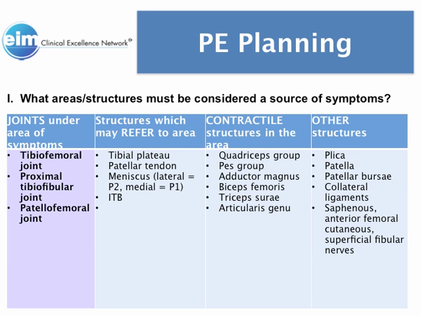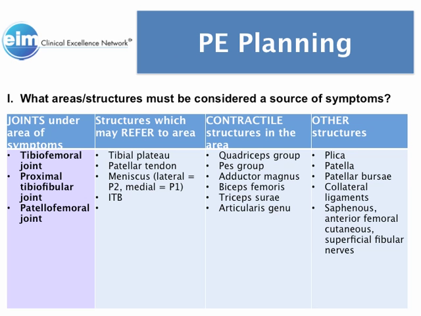As far as planning for the physical examination, these are the possible structures involved. Joints under the area of symptoms include the tibiofemoral joint, proximal tibiofibular joint, as well as the patellofemoral joint. Structures which refer to the area include the tibial plateau, the patellar tendon, the menisci at the lateral side where she had her P1 complaint, medial side with the P2, and the IT band.